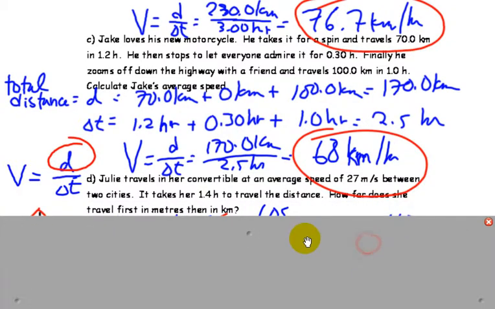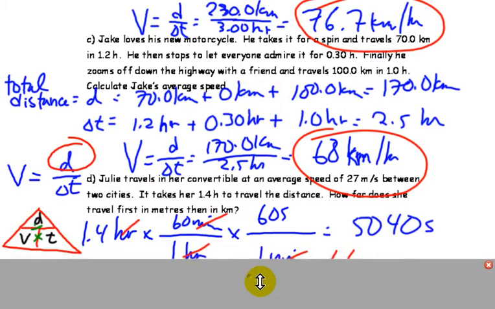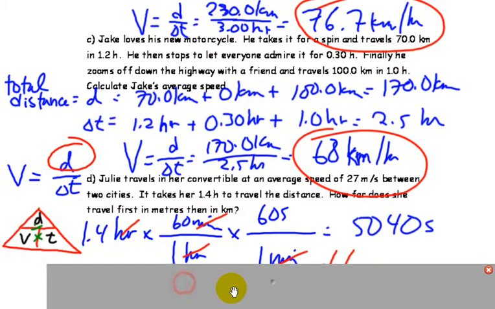Okay, this last one here. Julie travels in her convertible at an average speed of 27 meters per second. It takes her 1.4 hours to travel a distance. How far did she travel in meters, then in kilometers? So first of all here, we're looking for D. We know what V is, we know what T is, we're looking for D.